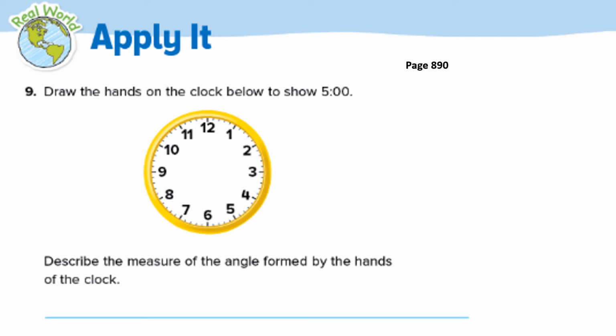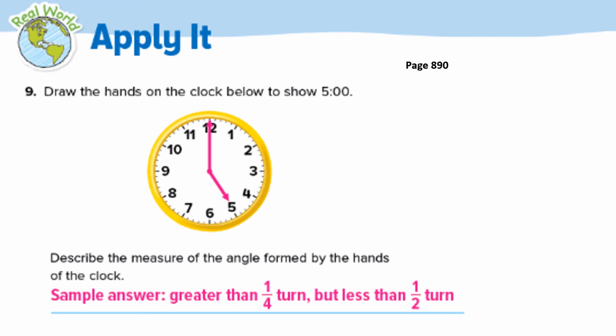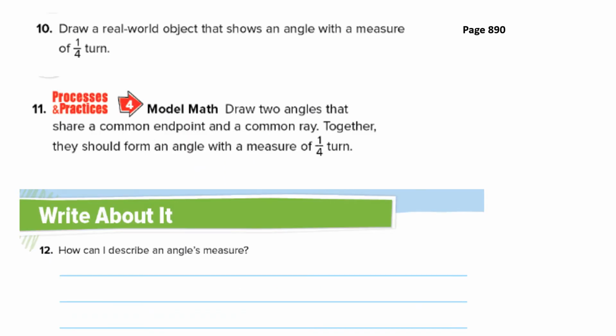Now you're going to apply it on page 890. Again, I'd like you to look at this, do the activity, and then stop the video. Okay, here's what 5 o'clock looks like, and it says describe the angle. It's greater than 1/4 of a turn and less than 1/2 of a turn. Continuing, do number 10, 11, and 12. Please stop the video.